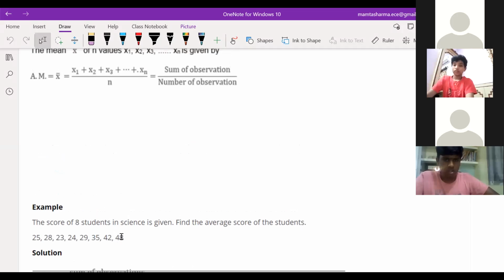The score of 8 students in science is given. Find the average score of the students. We have to do 25 plus 28. You do it. Find out the arithmetic mean and type your answer in the chat box.